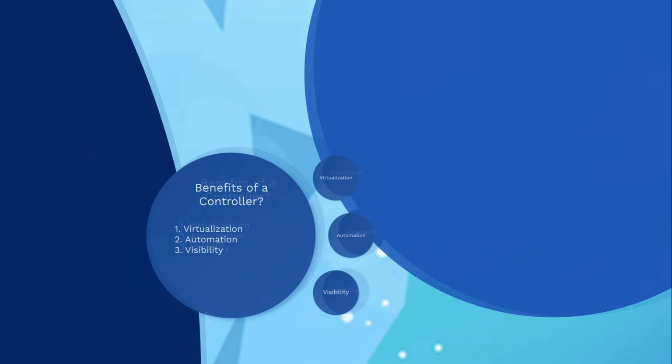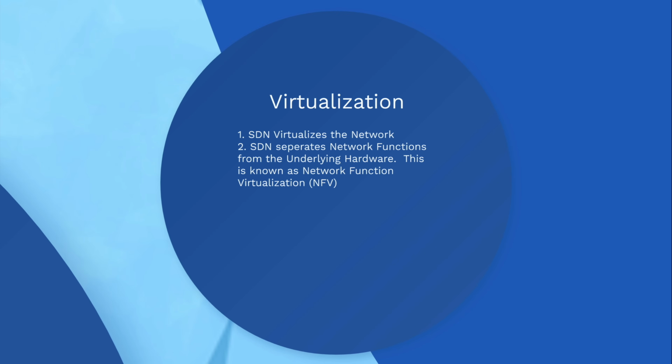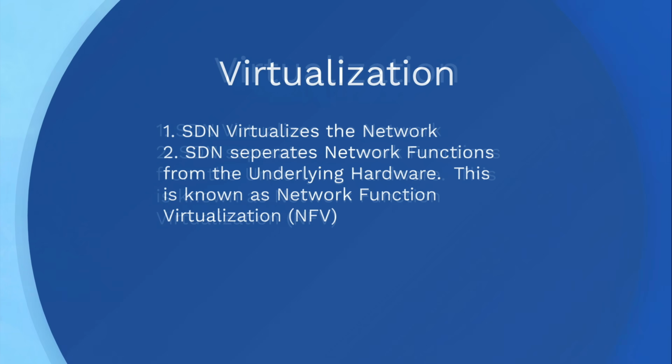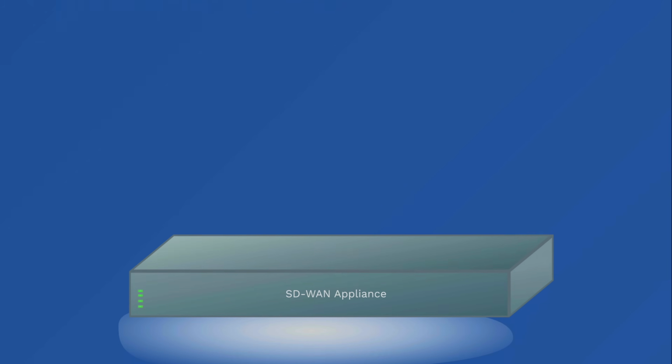Now let's take a step back and once again ask the question, why did we need a controller to begin with? Or what are the benefits of a controller? To me, there are three big benefits. First, virtualization. SDN virtualizes the network. SDN separates network functions from the underlying hardware, and this is called NFV, or Network Function Virtualization.